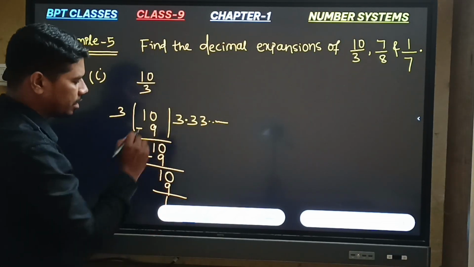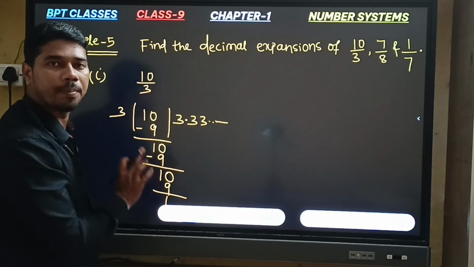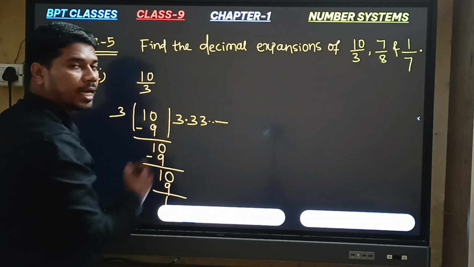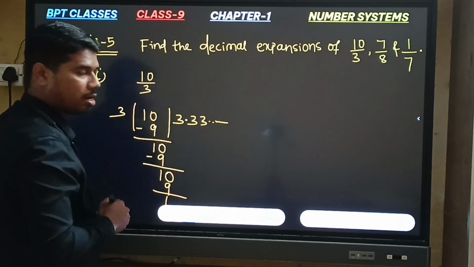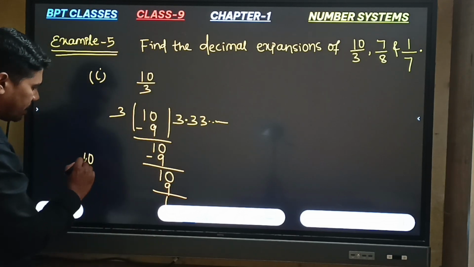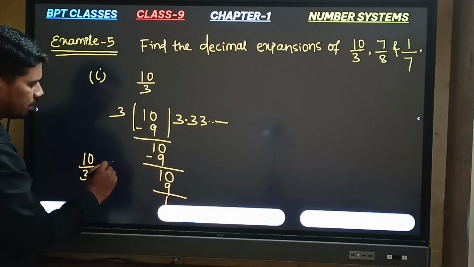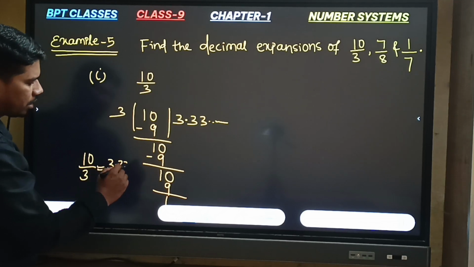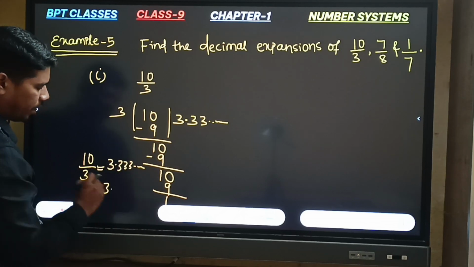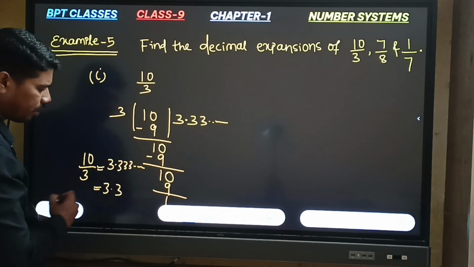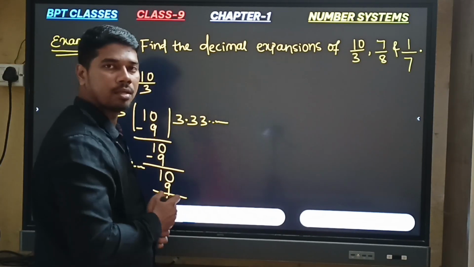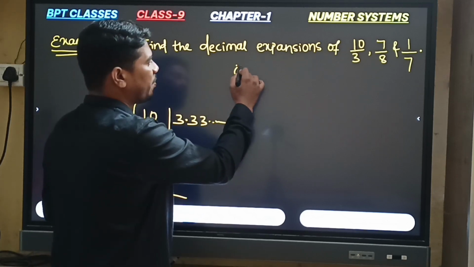Repeating means the remainder does not become 0. The remainder is always 1. But it is repeating, which means it is a rational number. So the decimal expansion of 10 by 3 we can write as 3.333, or otherwise we can write 3.3 with a bar over the 3, repeating. Over.